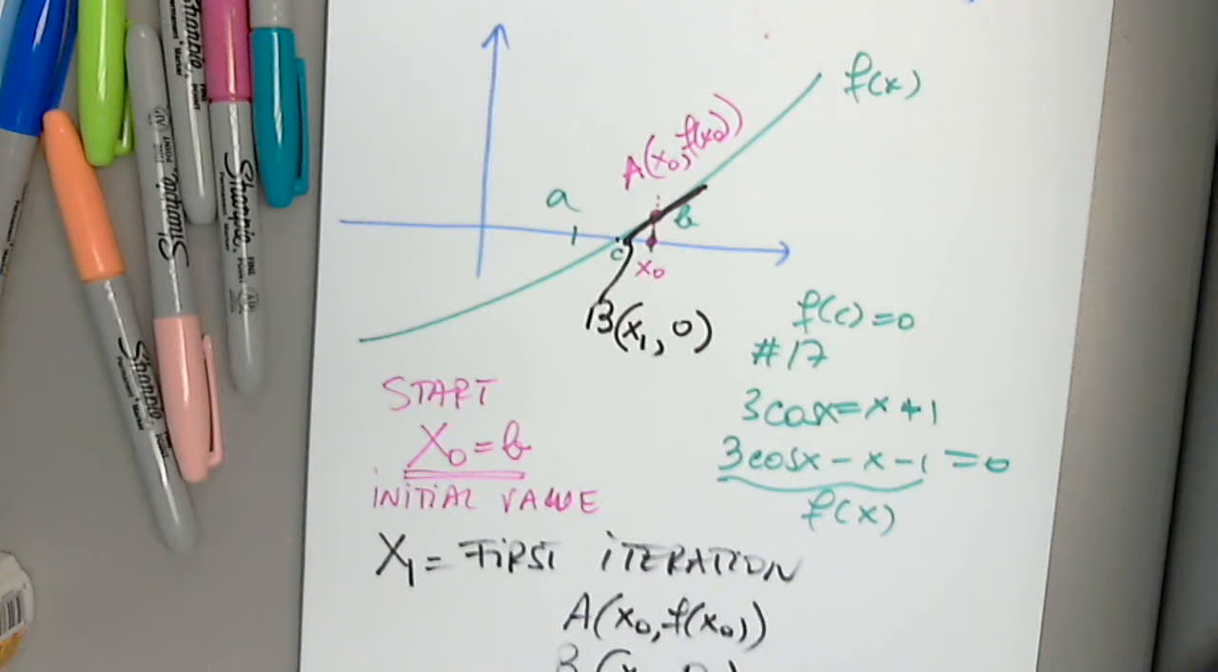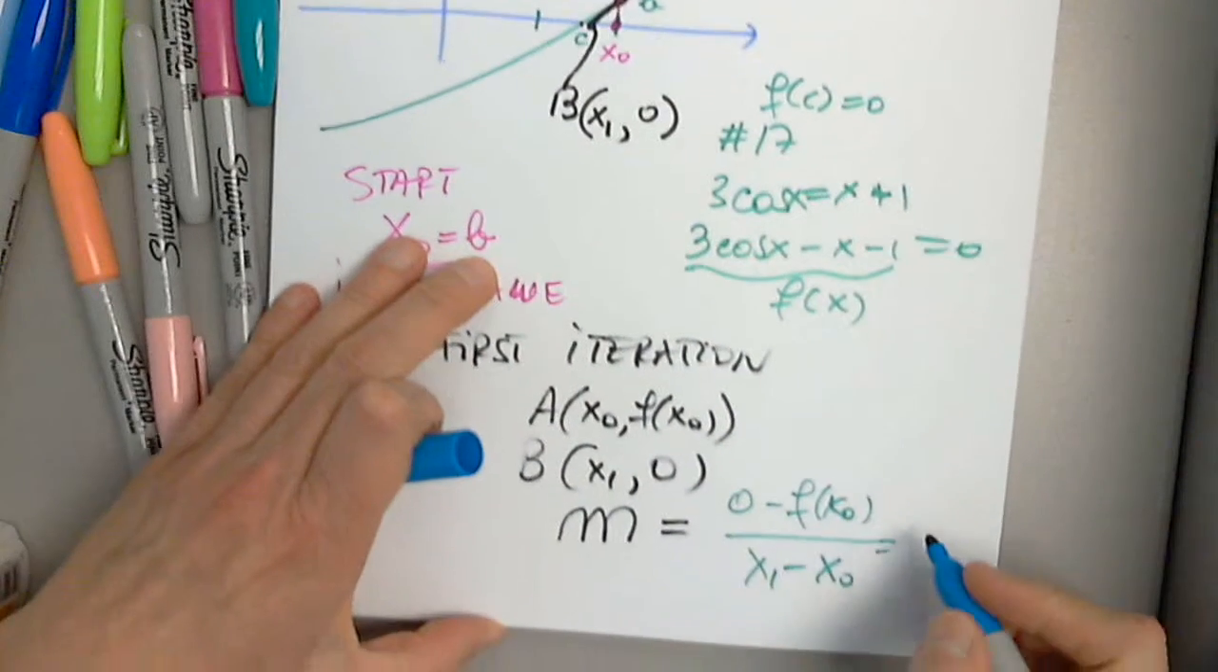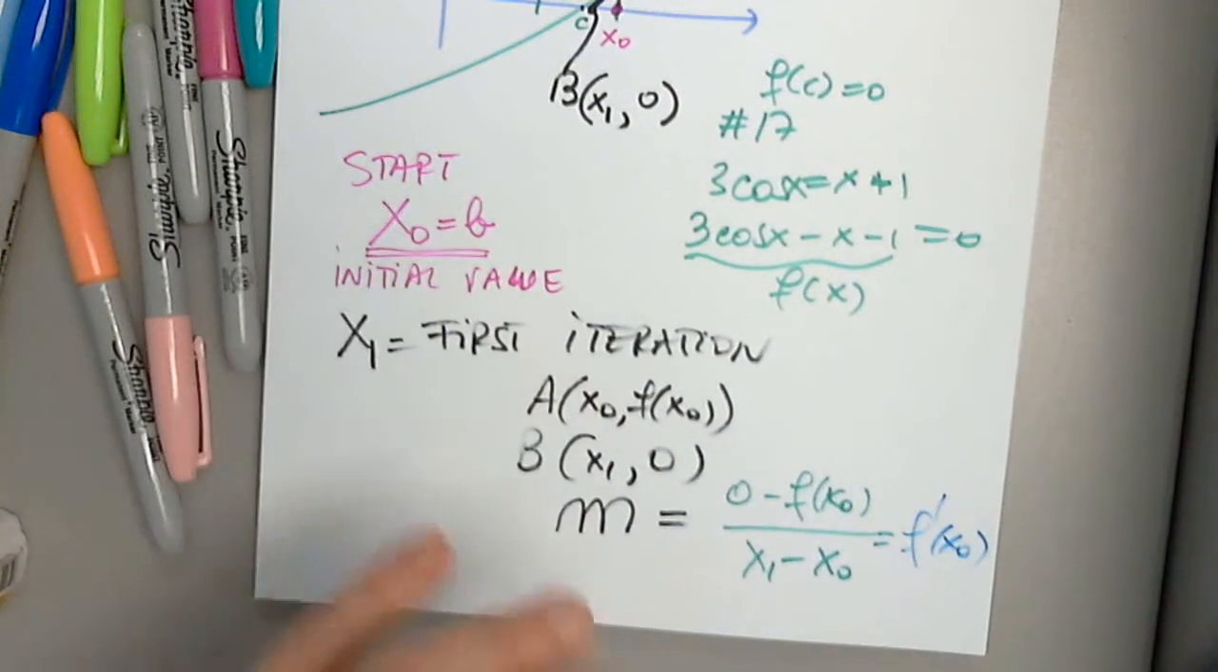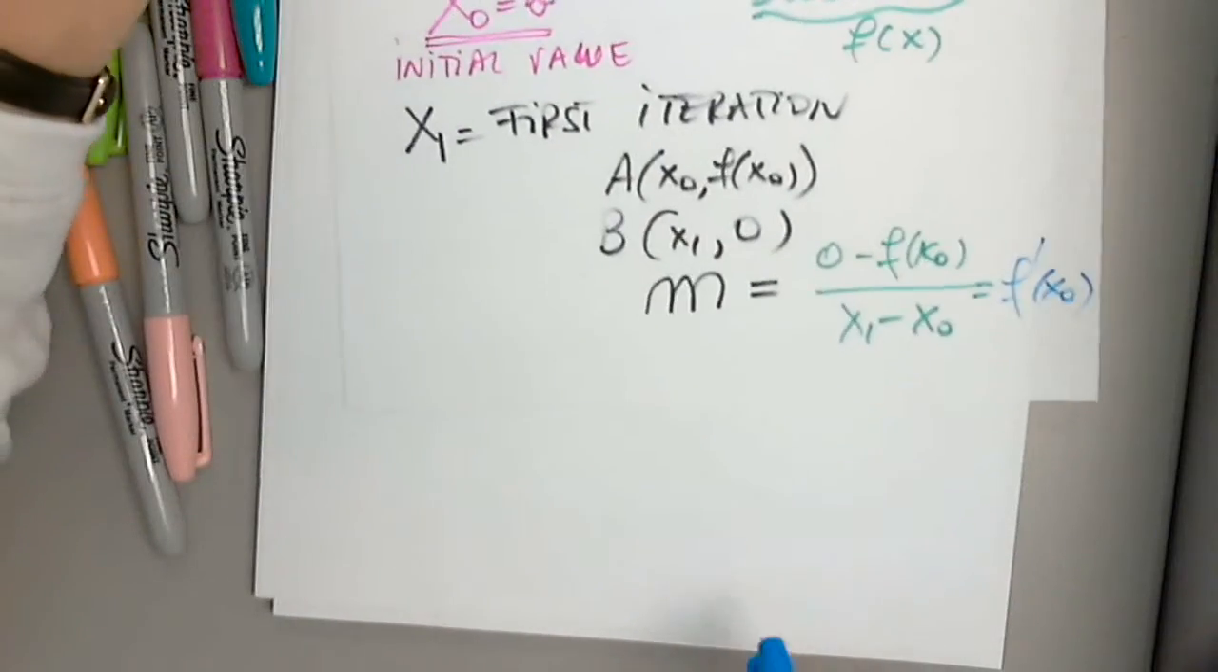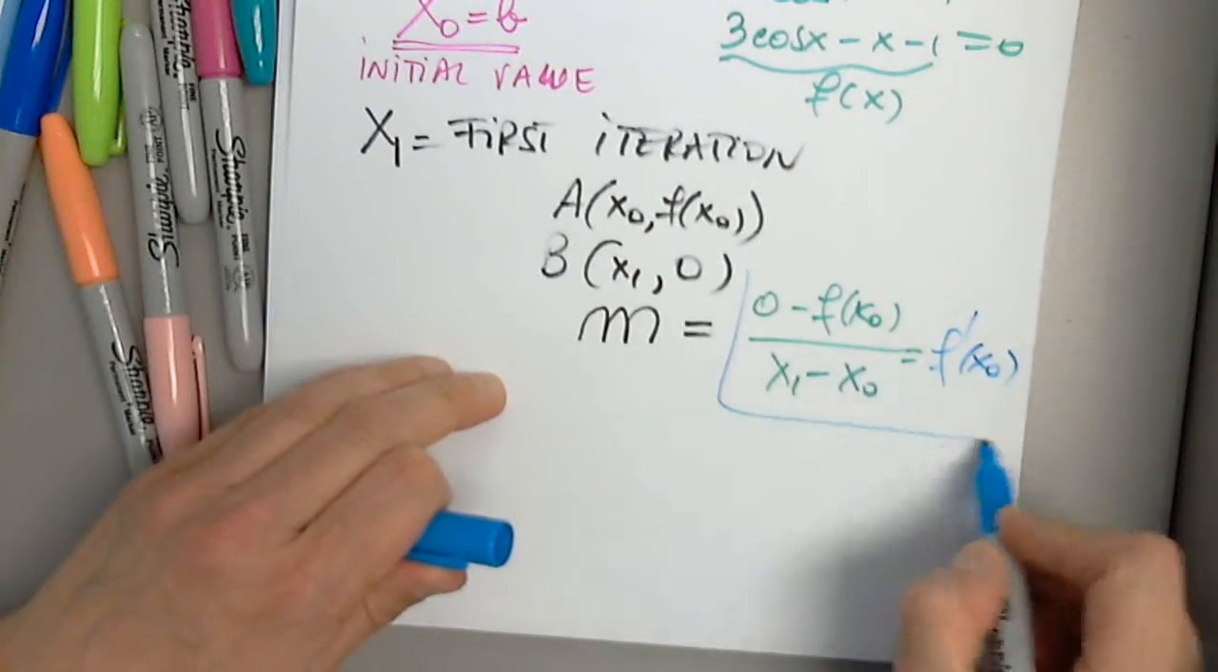Exactly, f prime of x0. Yes, I want that, right? F prime of x0, of course. This must be it. It's the slope of the tangent line to the graph of the function at A, which has x0 as its x-coordinate. Excellent. Okay, I got an equation. I'm very proud of myself.